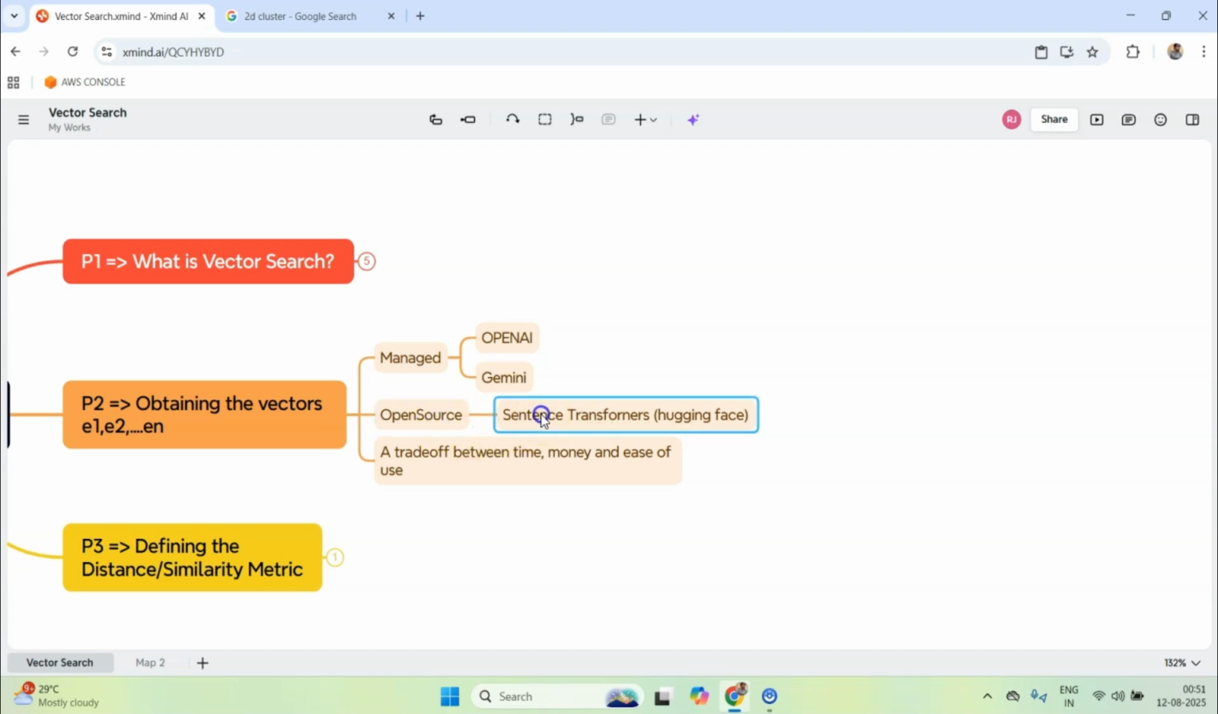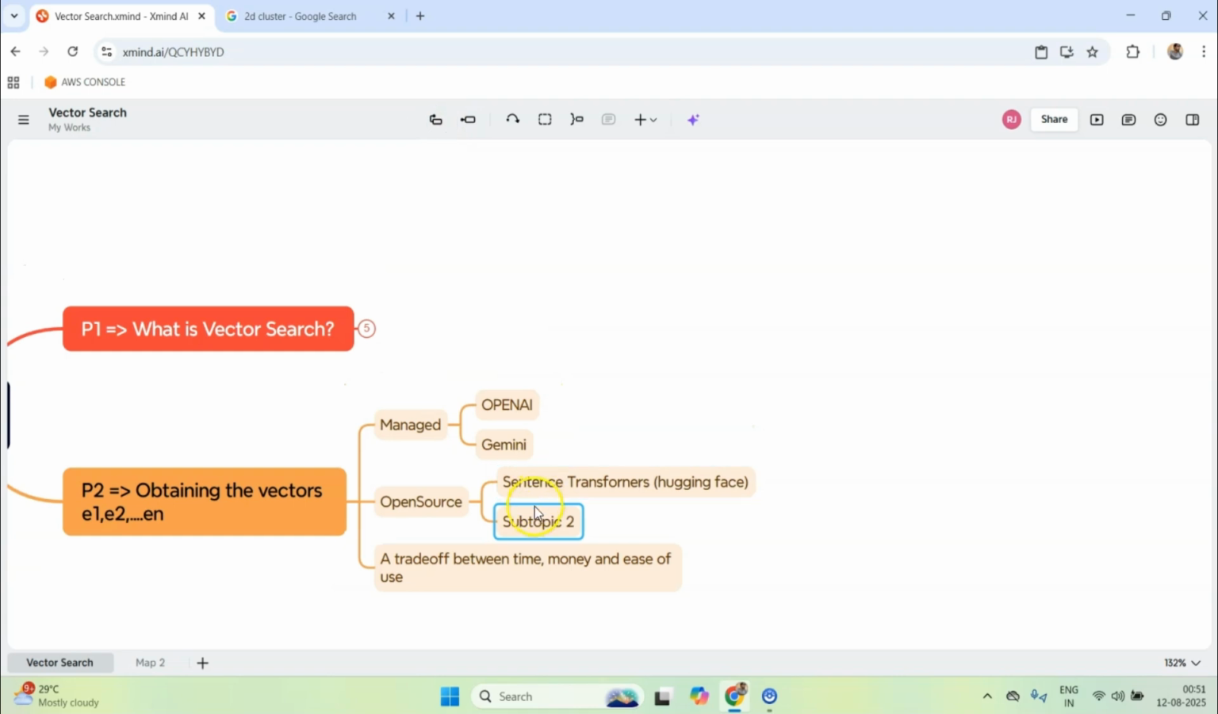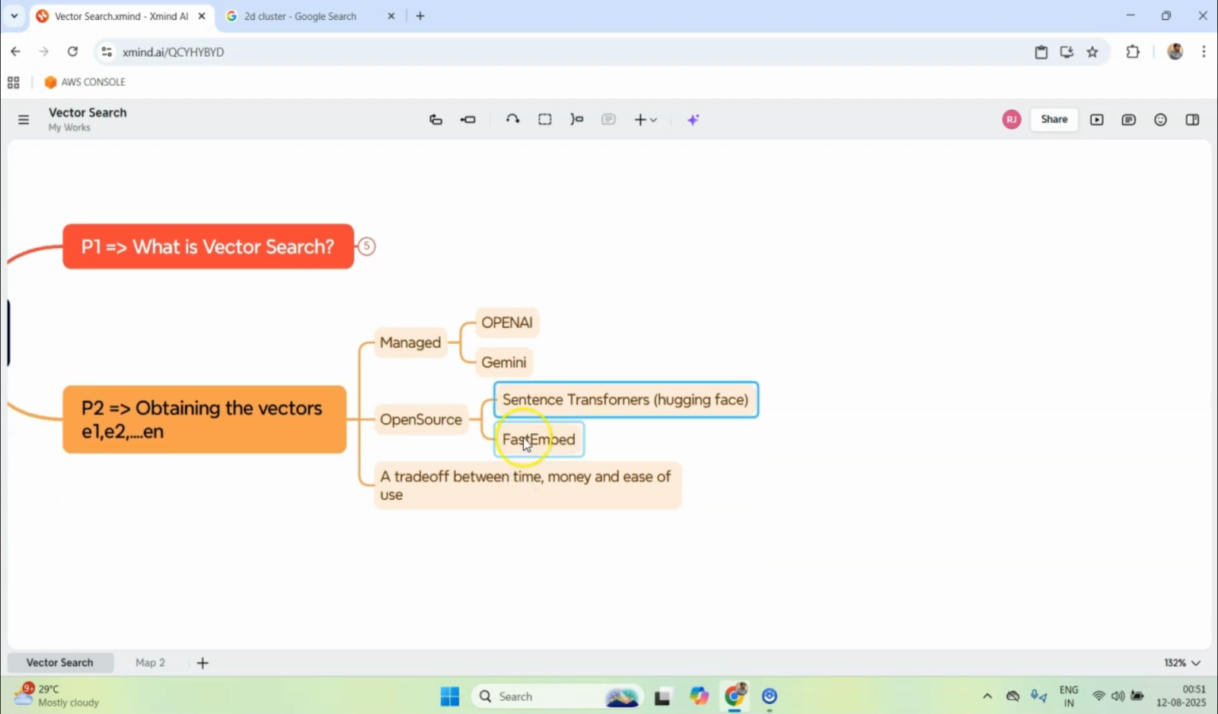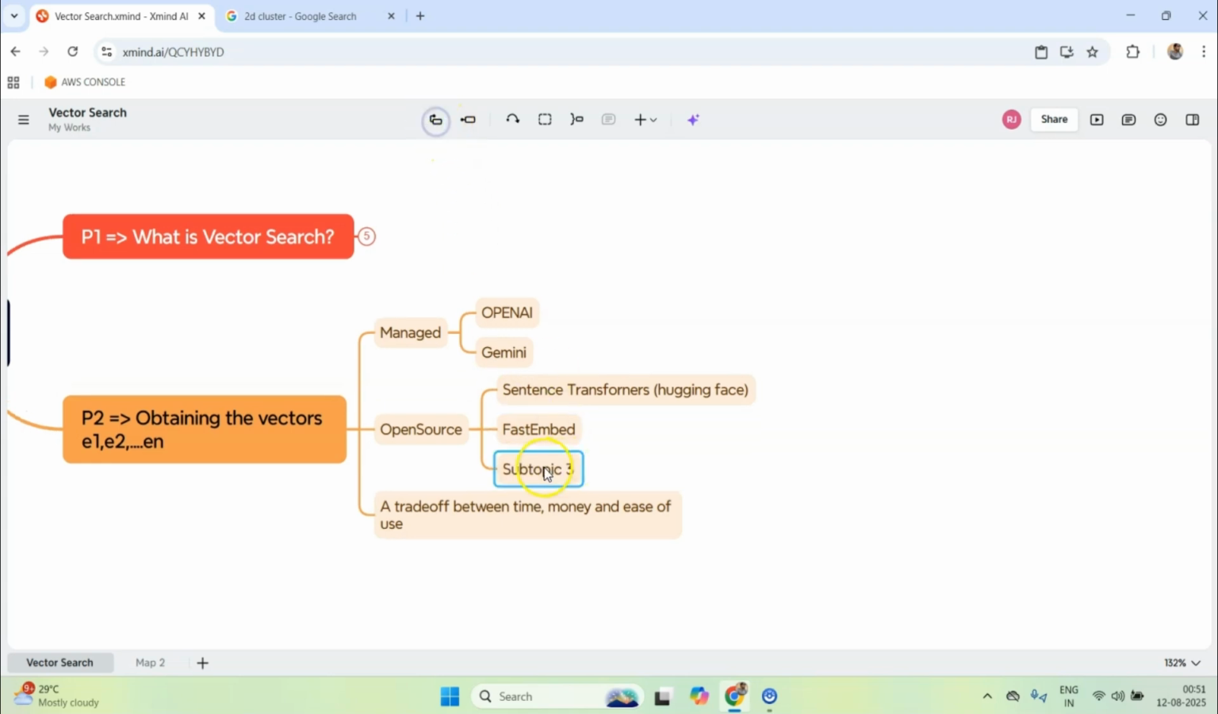There is one more package, let me add that here as well, and I can provide you this deck so that you can refer to it later. There is this package called Fast Embed, and many of the models provided by Fast Embed can be found in Sentence Transformer as well. And there is Ollama as well, which offers you a way to obtain embeddings using open source embedding models.